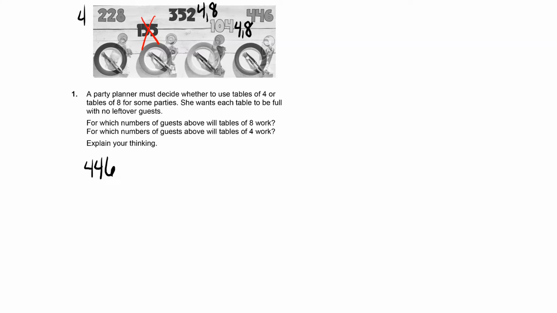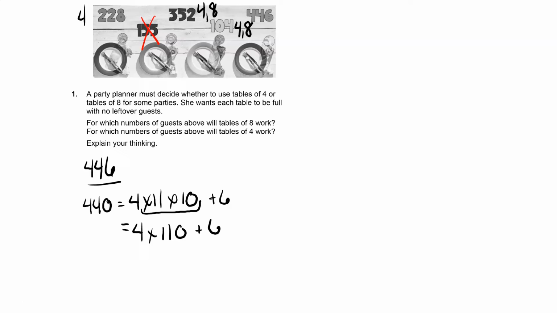Now the final number, 446. Well, I'm not exactly sure where to go with that one, so I'll just start messing around with some numbers. So 440, if I wanted to get 440, I know that that could be 4 times 11, which would give me 44, times 10, which gives me 440. So then I'm close. I just need to add 6 more. So I can rewrite that. Again, if I do a little bit of reorganizing here, I can go and multiply those out. So I've got 4 times 11 times 10. 11 times 10 is 110.